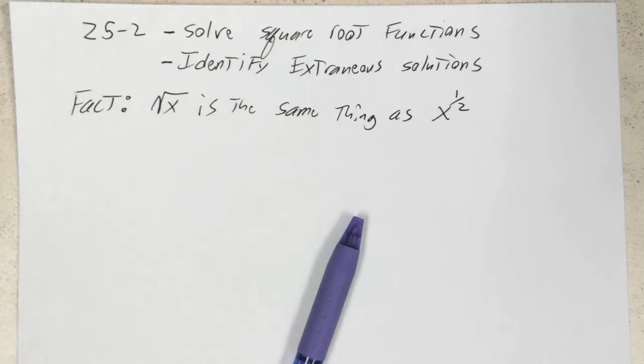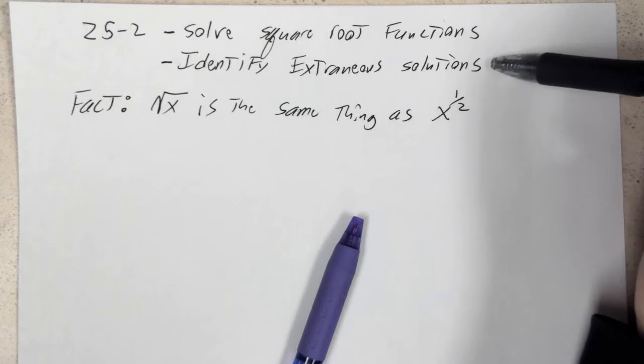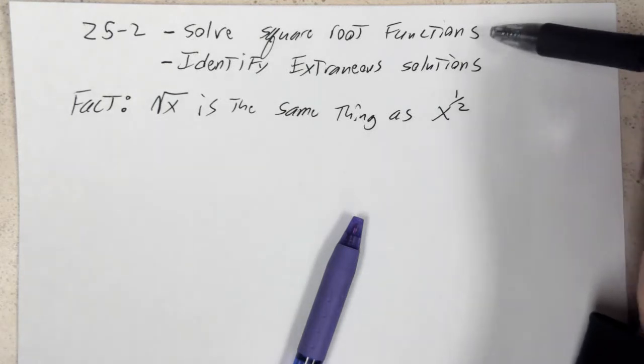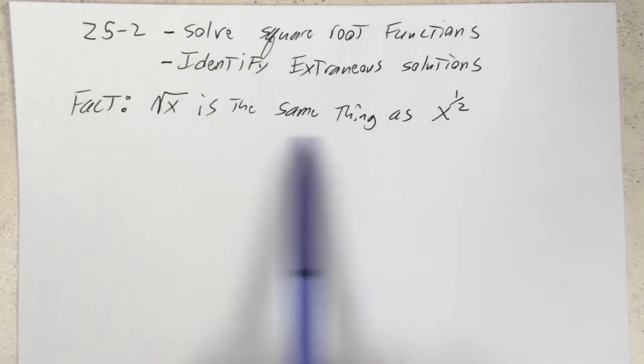Okay, so 25-2 should be the second video you're watching for the day. We're going to do two things. We're going to solve square root functions, and then we're going to identify extraneous solutions. This will kind of happen as this is happening, but the main thing here is we're going to solve square root functions.